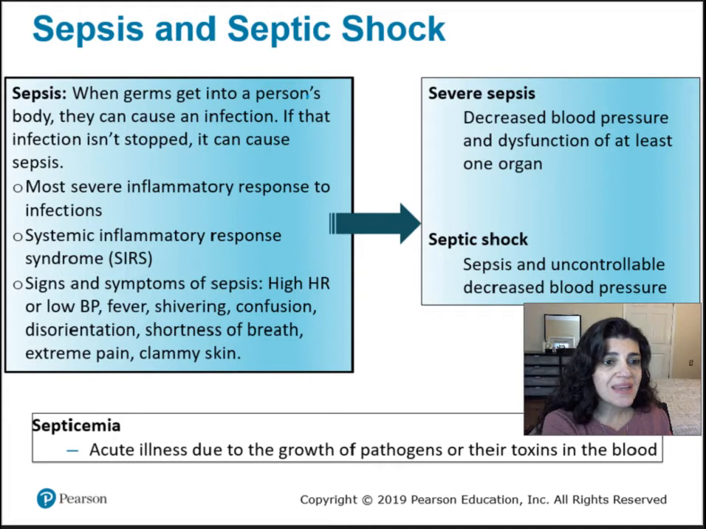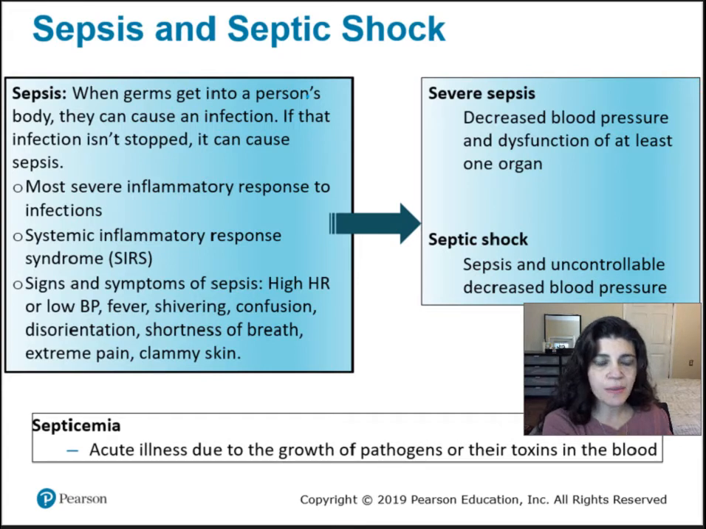So what is involved in sepsis? It's a very severe inflammatory response to infections. The systemic inflammatory response syndrome that happens as a consequence or as part of the sepsis is called SIRS, okay? And what comes with SIRS? High heart rate or low blood pressure, fever, shivering, confusion, disorientation, shortness of breath, extreme pain, and clammy skin.